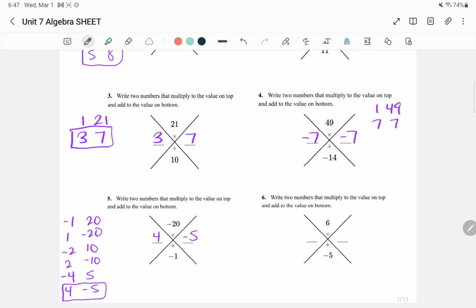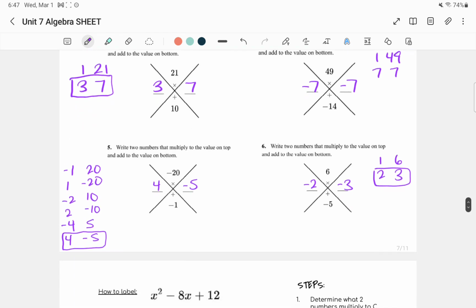And now for number 6, it's the same as number 4, where I'm going to have two negatives, because if it's multiplying to a positive but adding to a negative, it's going to be two negatives. So I'm going to list my factors, 1 and 6, 2 and 3, and look at that, it has to be -2 and -3, because that multiplies to +6 and adds to -5.